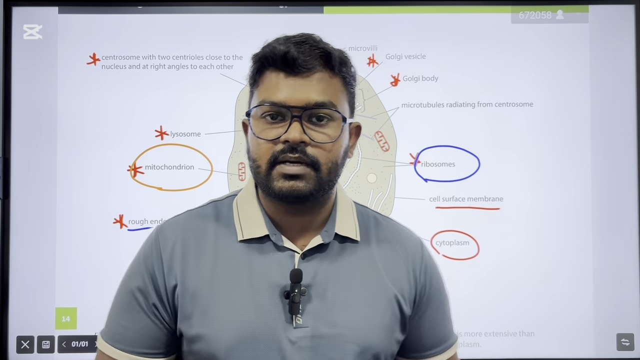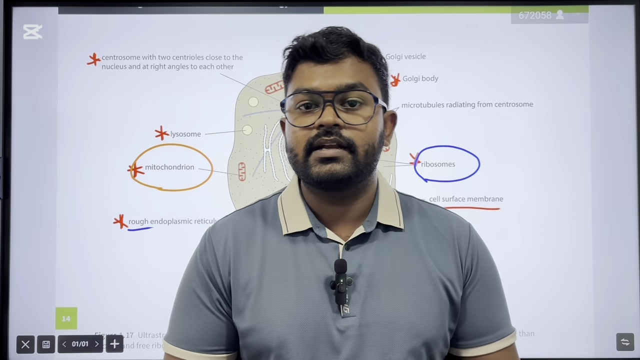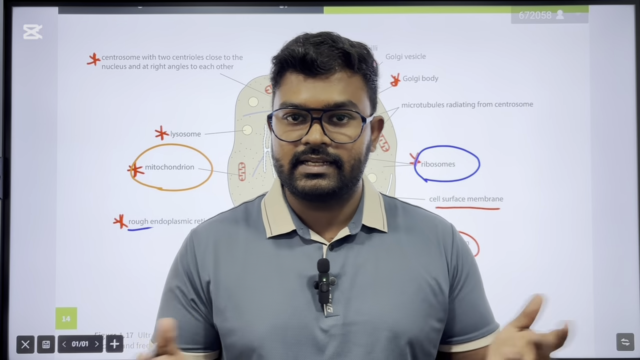This is a quick summary of animal cell structure and functions of organelles within an animal cell.